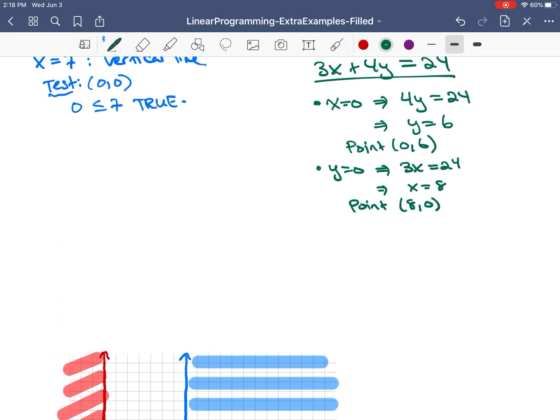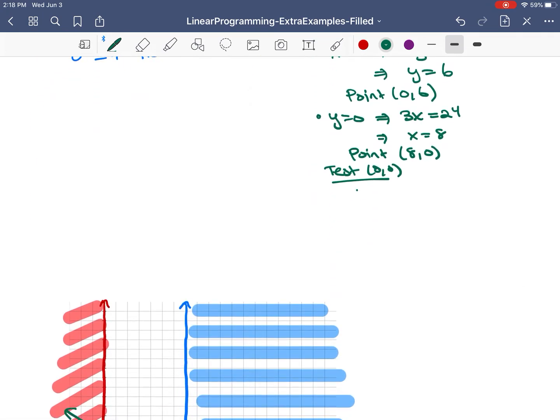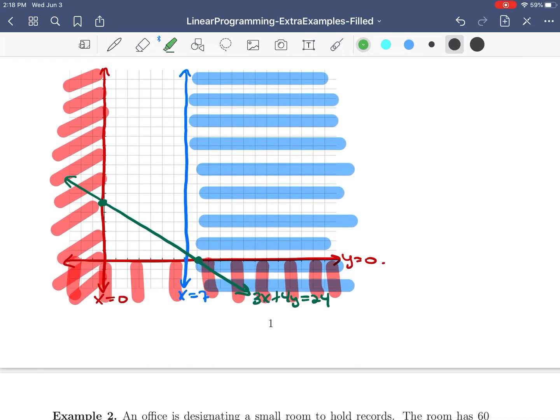And now we want to check a point. So let's test 0, 0, and we want it bigger than. So 3 times 0 plus 4 times 0 bigger than or equal to 24. Well, that says 0 is bigger than or equal to 24. So that is false. That means that 0, 0 is on the wrong side. So all of this is gone.